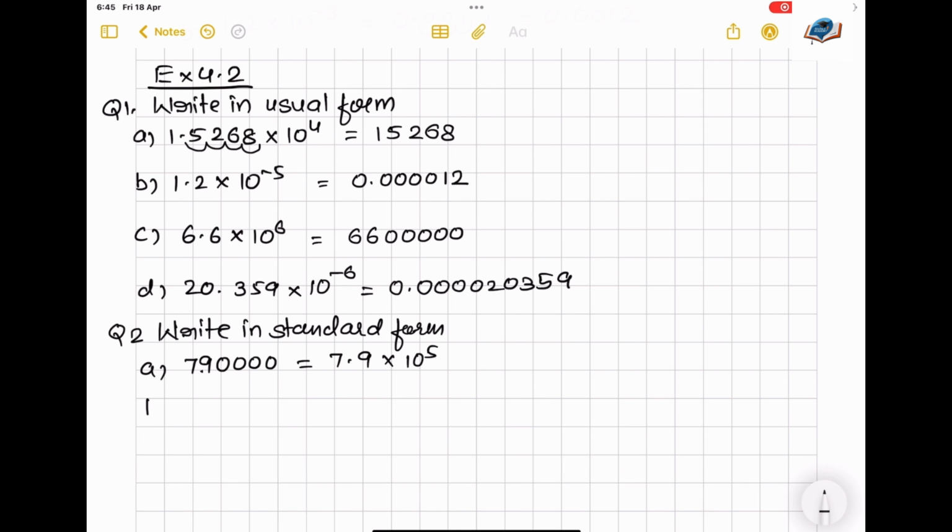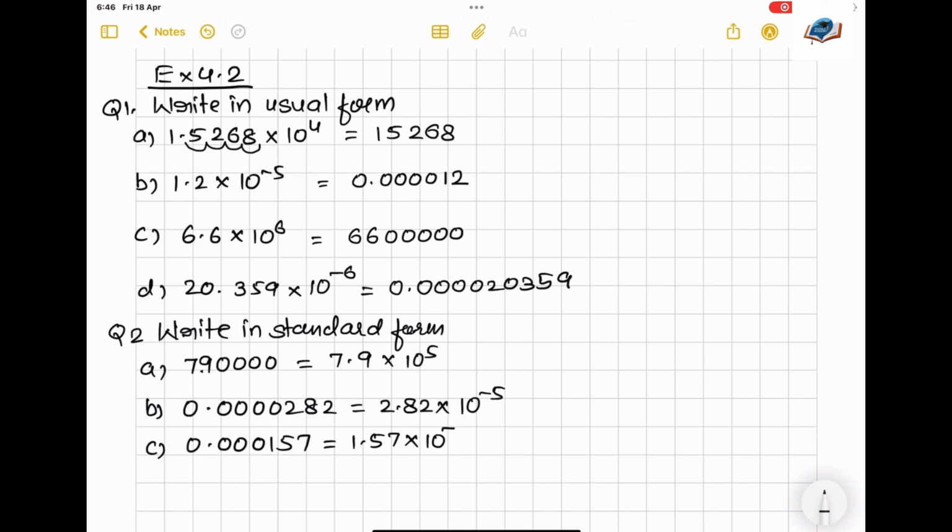The B one says 0.00000282. So 2.82 I want into. So 1, 2, 3, 4 and 5 places. So 10 raised to minus 5. Then C one is 0.000157. So that will be 1.57 into 10 raised to minus 4.